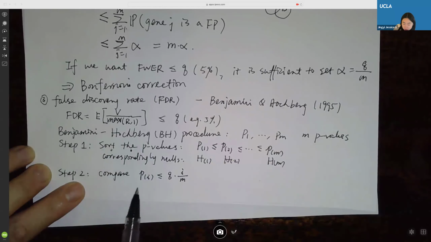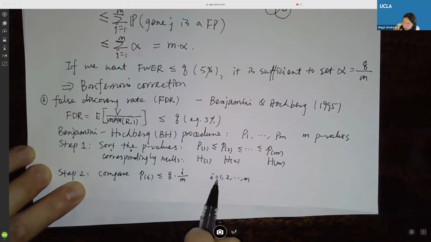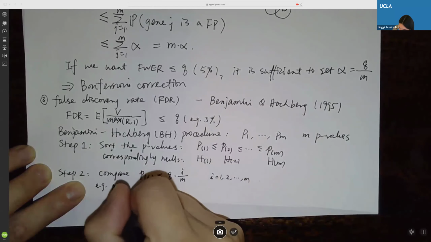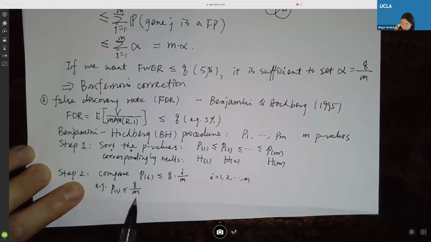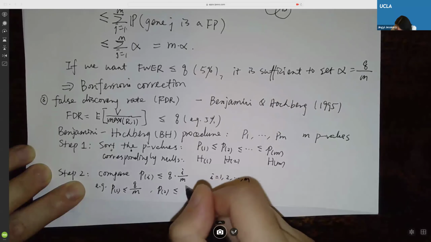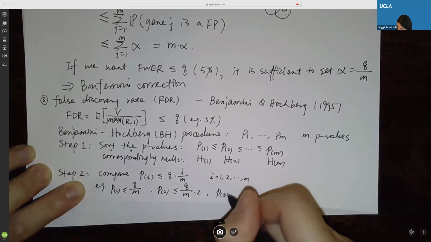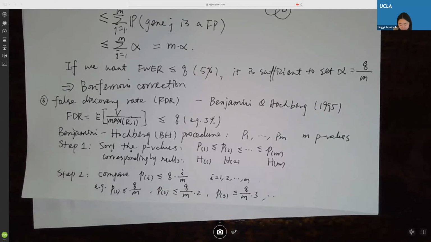So you basically do this comparison from i goes from 1 up until m. You start from the smallest one, p1. So basically, you compare the smallest p-value to q divided by m. That's your first comparison, and you see this threshold is the same as the Bonferroni correction. And you compare p2 to q times 2 divided by m, and p3 to q times 3 divided by m, and so on. So essentially, as your p-value order increases, your threshold increases.